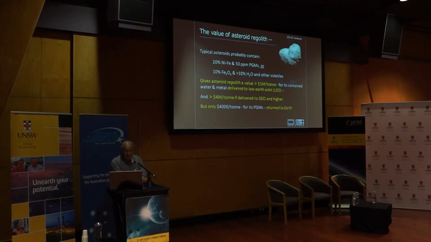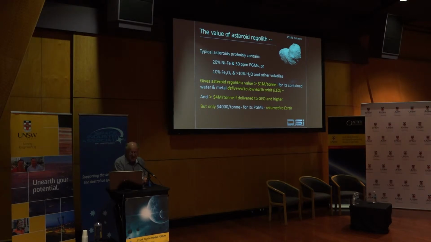So the value of asteroid regolith at the moment: typical asteroids, an S-class asteroid, a stony iron asteroid, a stony asteroid will contain something like 20% nickel iron and 50 ppm platinum group metals. Or if it's a C-class asteroid, it will contain something like 10% hematite and better than 10% water and other volatiles. How do we know? From the meteorite collections in museums.